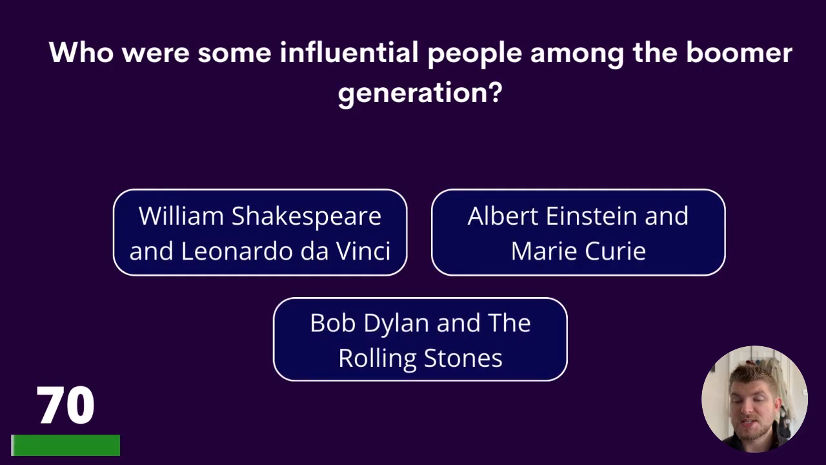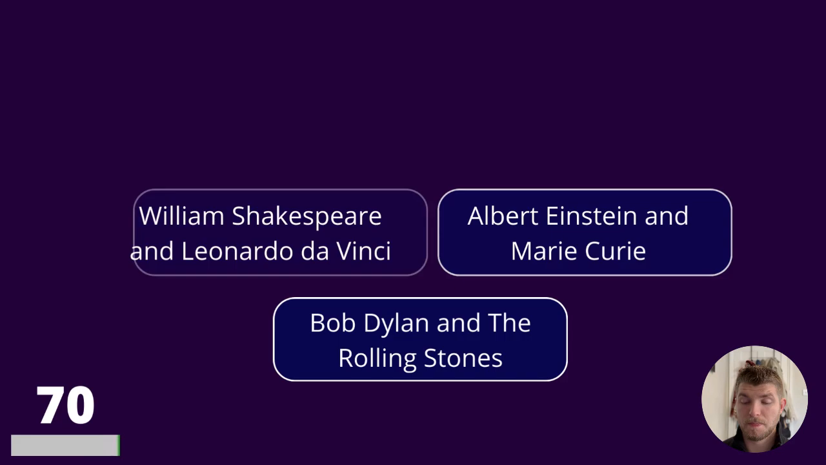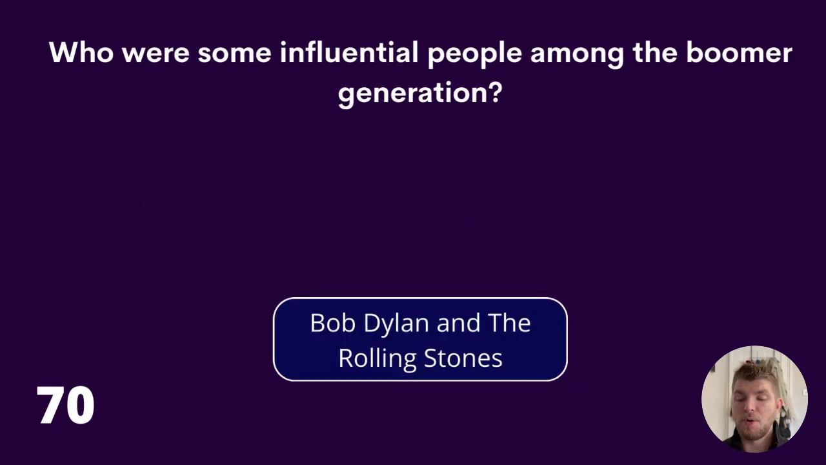70. Who were some influential people among the boomer generation? William Shakespeare and Leonardo da Vinci, Albert Einstein and Marie Curie, or Bob Dylan and the Rolling Stones? The answer is Bob Dylan and the Rolling Stones.